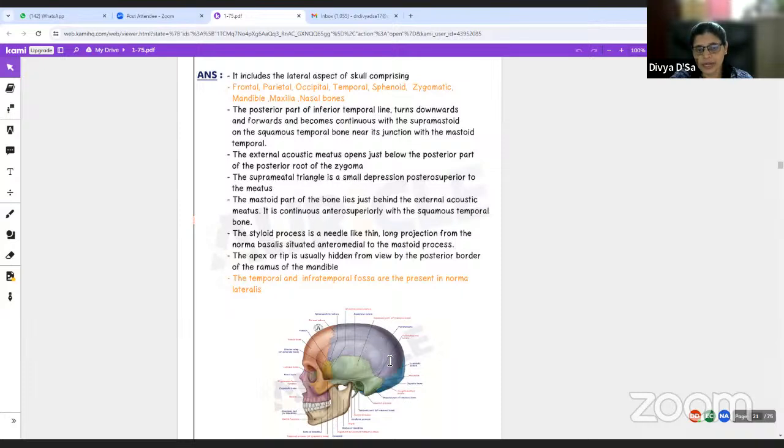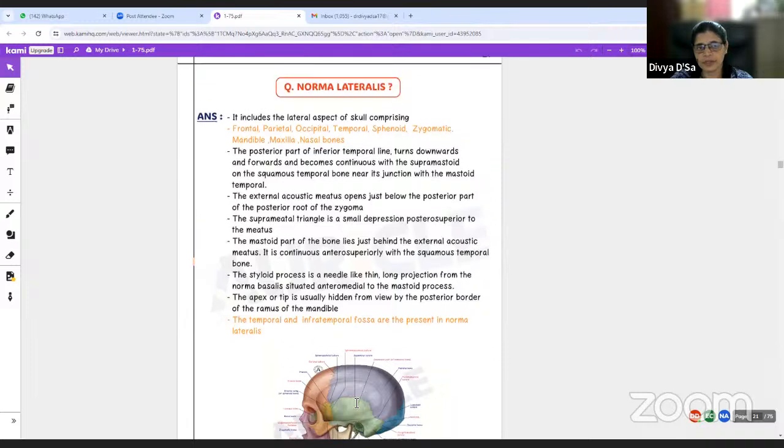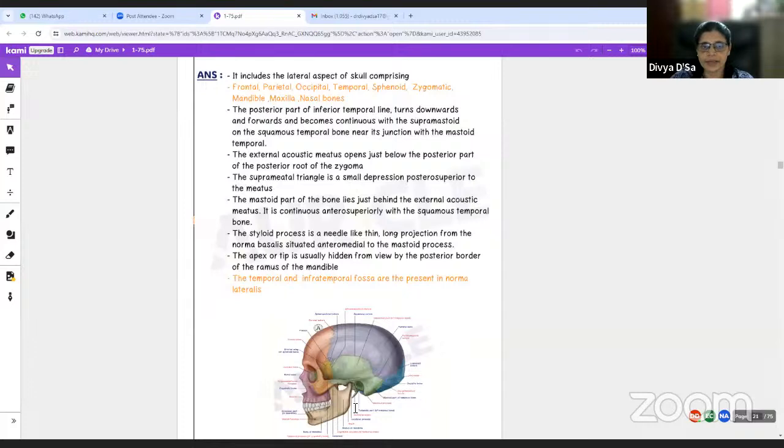Behind, we are seeing the parietal bone. Then we are seeing the temporal bone and a portion of the occipital bone. And in front here, if you also see, we will see the nasal bones. Then here we have the maxilla as well as the mandible, right? So those are the bones which we see in the norma lateralis.